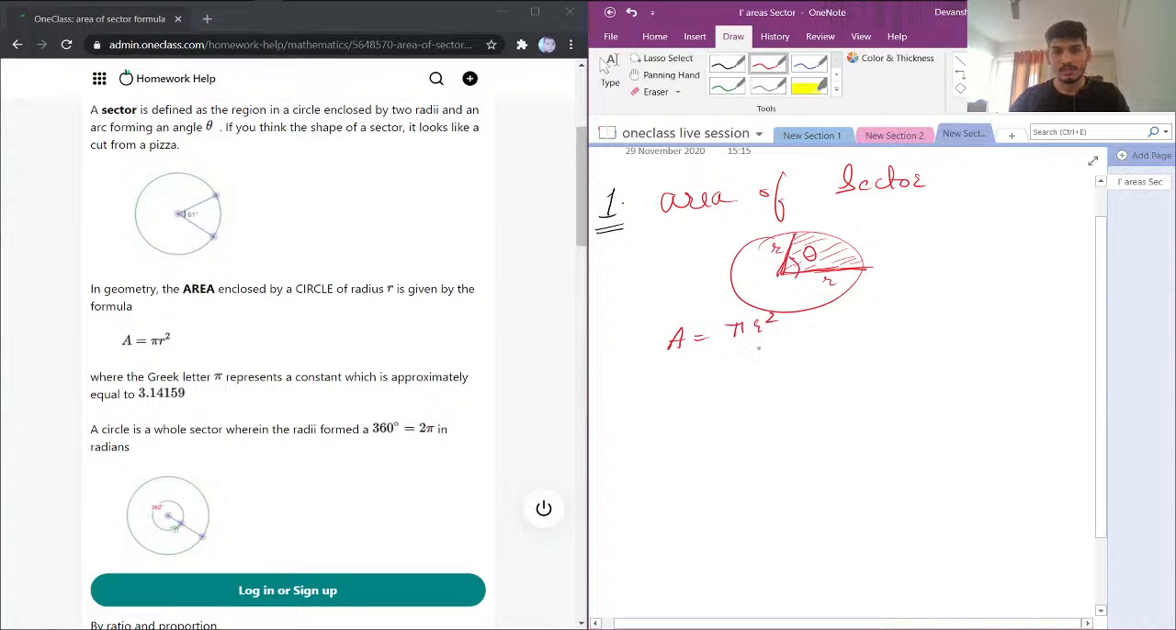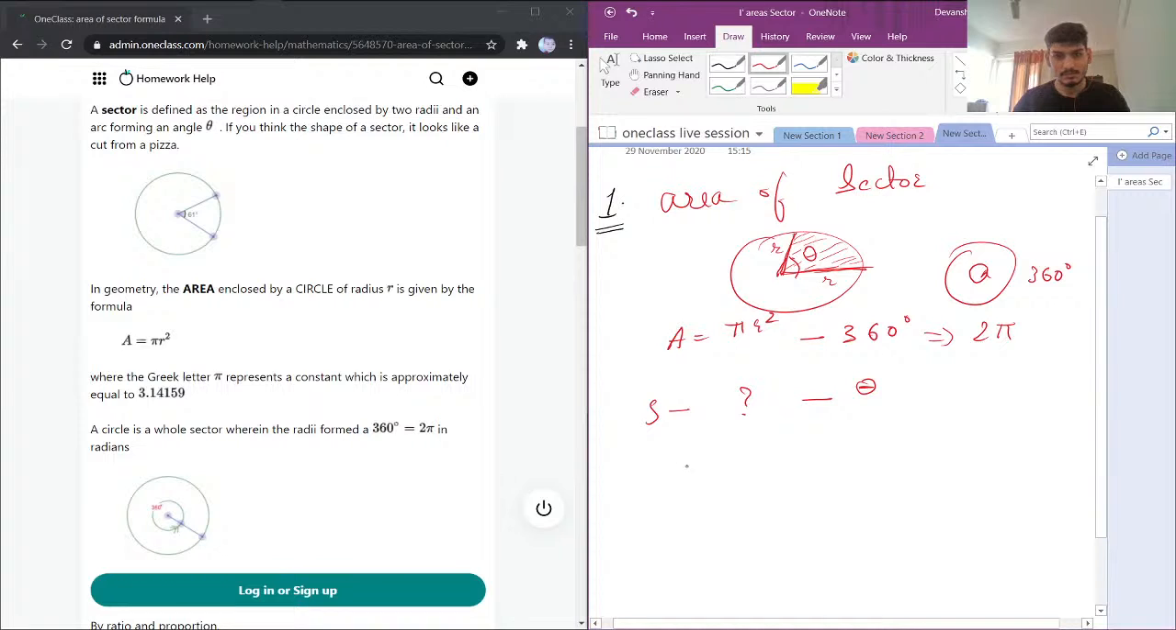Now we are going to do the ratio and proportion thing here. First, the complete angle for a circle is 360 degrees. So this is for 360 degrees. Now for the sector, we need to find the area and we know the angle of the sector is theta. And 360 I can also write as 2 pi in radians.